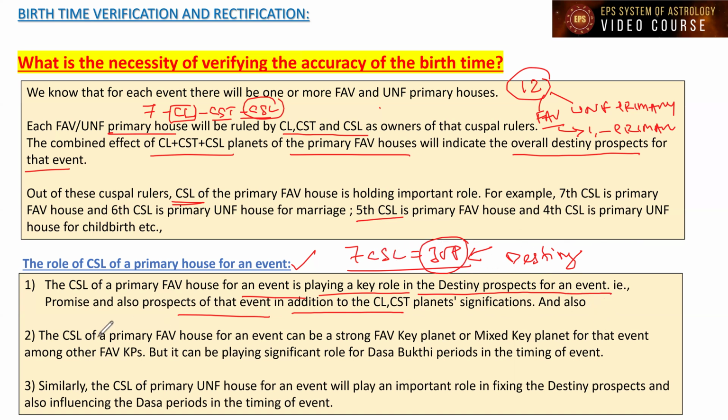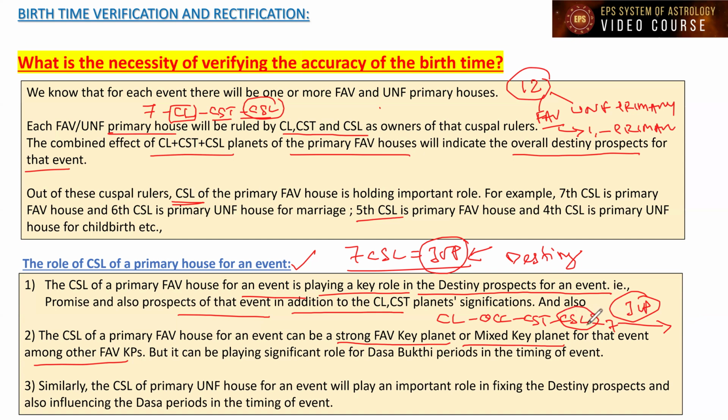Now, not only that, the same cuspal sublord of the primary favorable house for an event can be a strong favorable key planet or mixed key planet for the event among other favorable key planets. It means the seventh cuspal sublord planet, for example, if it is Jupiter, the Jupiter in its self-signification in CL, OCC, CST, and CSL. In CSL, it is the seventh cuspal sublord. In CL, OCC, CST, if you study the self-signification, it is also having favorable or supportive houses for the event of marriage. Then it will be a very good, favorable, strong key planet, right?